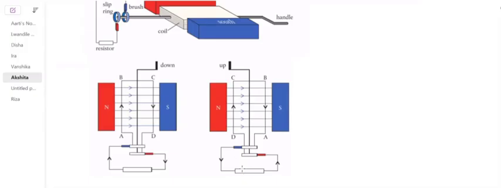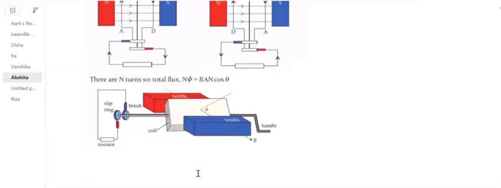Understood? Okay. Now what is the size of the EMF that is induced in the rotating coil? It will be same again. As it is having N turns, it will be BAN cos theta. I had already explained these things earlier. So if there are N turns, total flux will be N phi and it will be BAN cos theta.